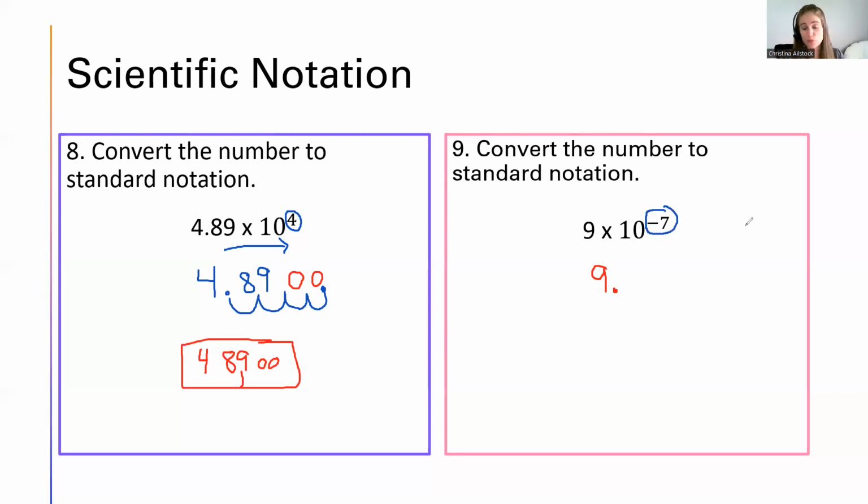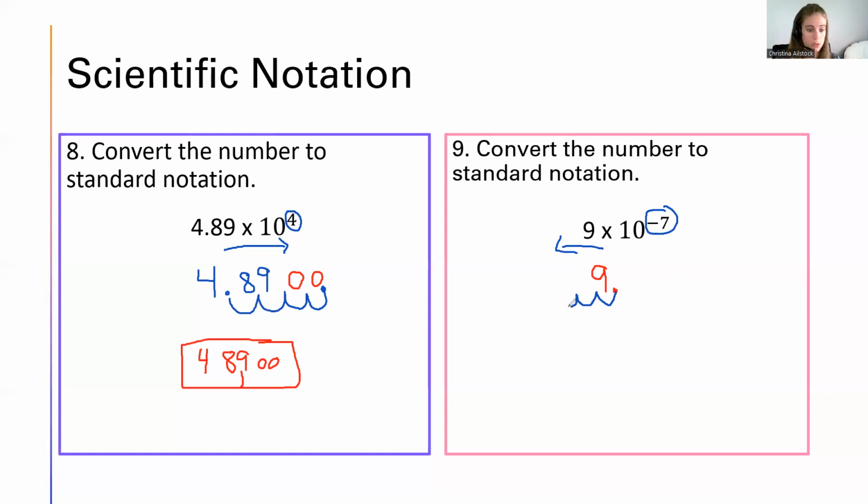One, I need to move my decimal point 7 places. And because it's negative, this started off as a really small number, small in value. So therefore, this number is going to be less than 1. And if I want to undo all of that, I've got to move to the right 7 places.